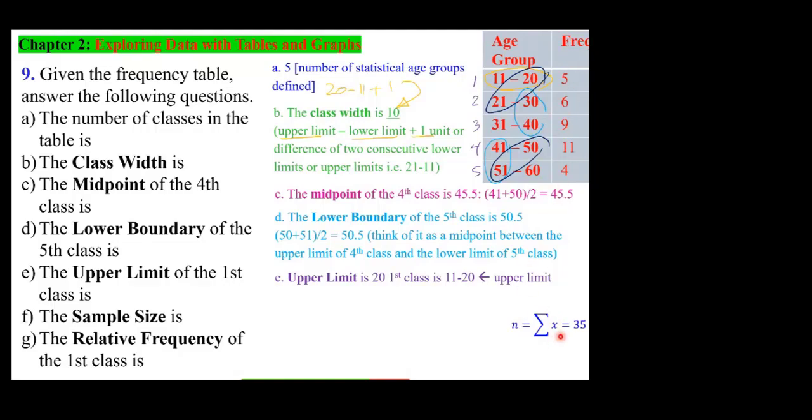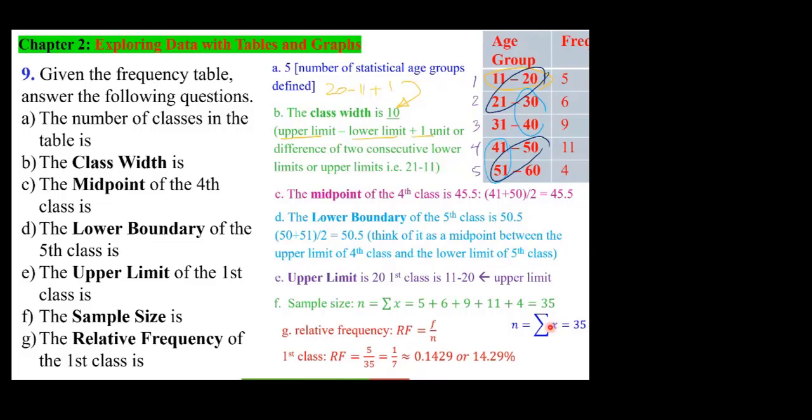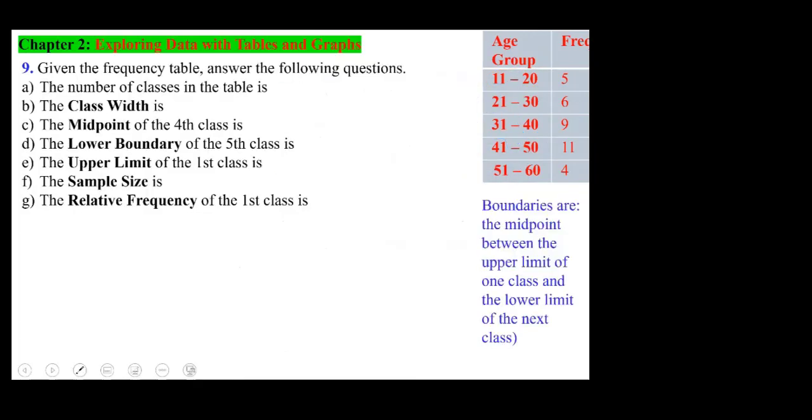Relative frequency is defined as frequency divided by size. So for this one, for example, would be 5 divided by 35. For this one, 6 divided by 35, and so on and so forth. For the first class, 5 divided by 35 is equal to precisely 1/7, and it's an approximation. If you are carrying decimals, you want to make sure that you follow the instruction and put the proper number of decimals.